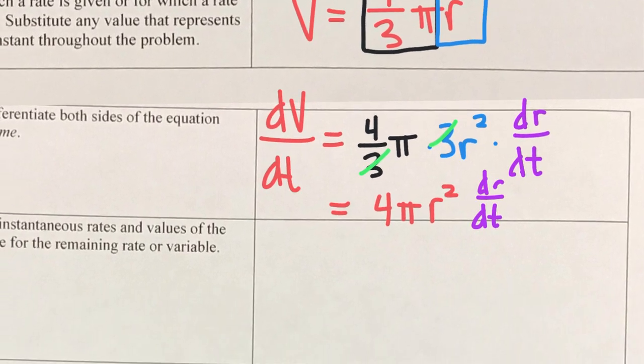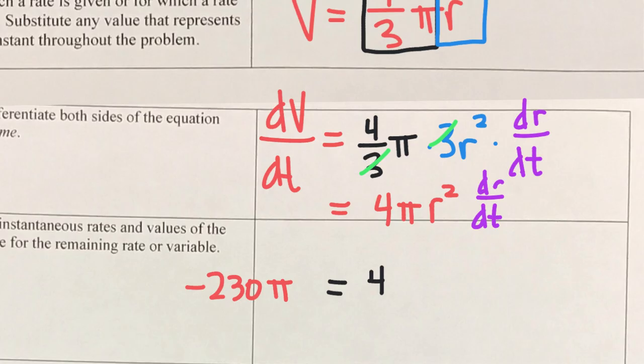Okay, now let's plug in all the stuff we know. So we know the rate of change of volume. That's negative 230 pi. Right? That's the rate of change of volume. Air is leaking out of a balloon, so we are losing volume. So we have a negative rate of change of volume.